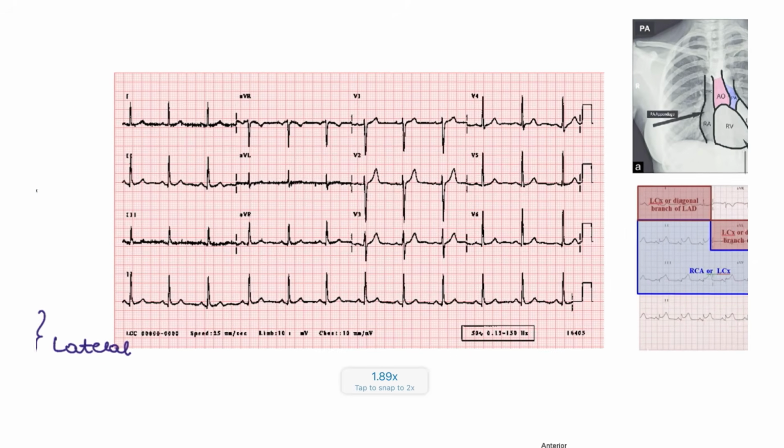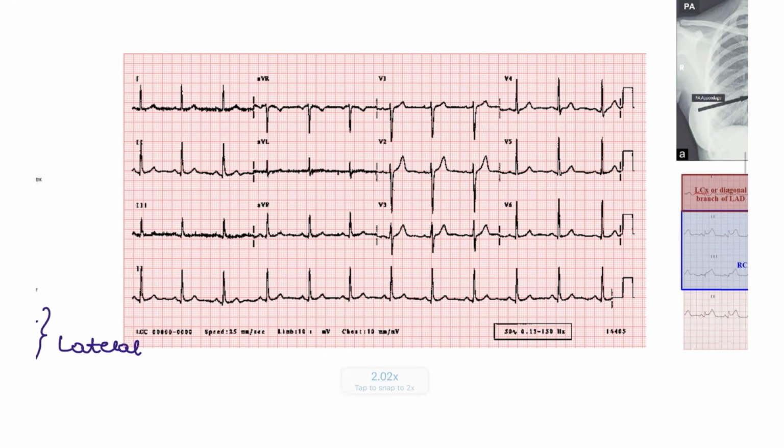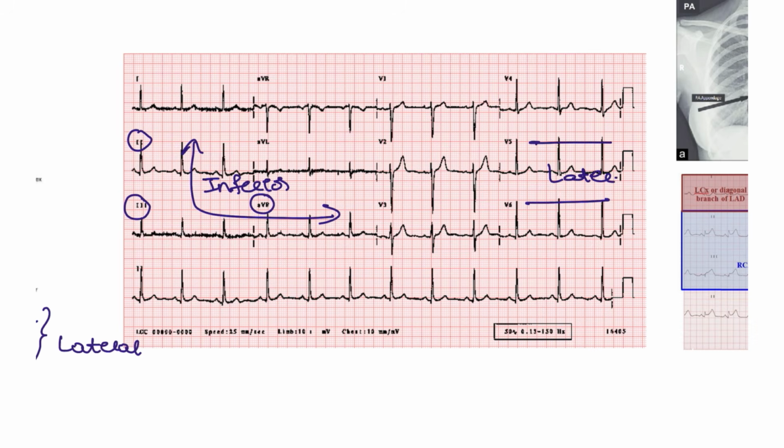So we have here the normal ECG without any ST elevation. And what are the sites that are going to be covered? Let's see. The second one, third one and also AVF are covered by the inferior. Next, V5 and V6 are covered by the lateral. And V4, V3, V2 cover the anterior septal, and mostly these are the most important ones.